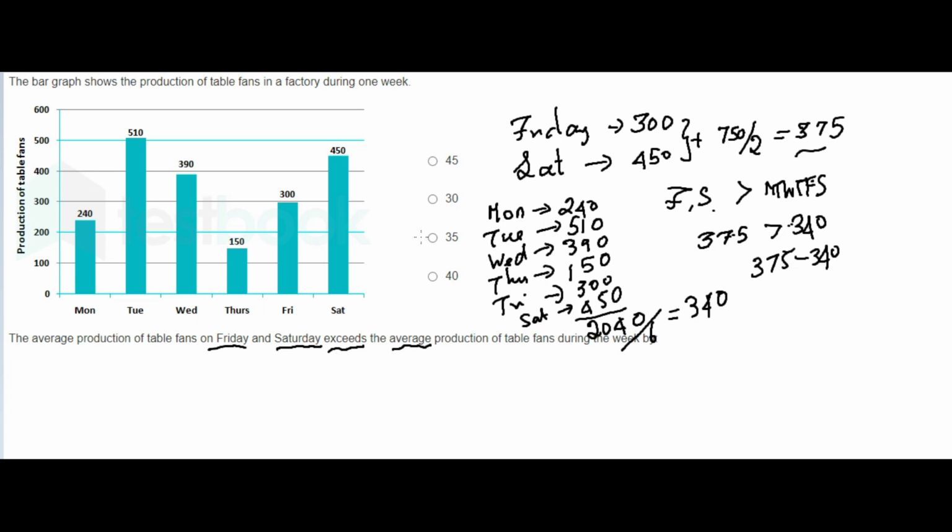So blink your eyes and look at the 35 and tick mark the answer. That's the answer. I hope everybody understood very clearly.